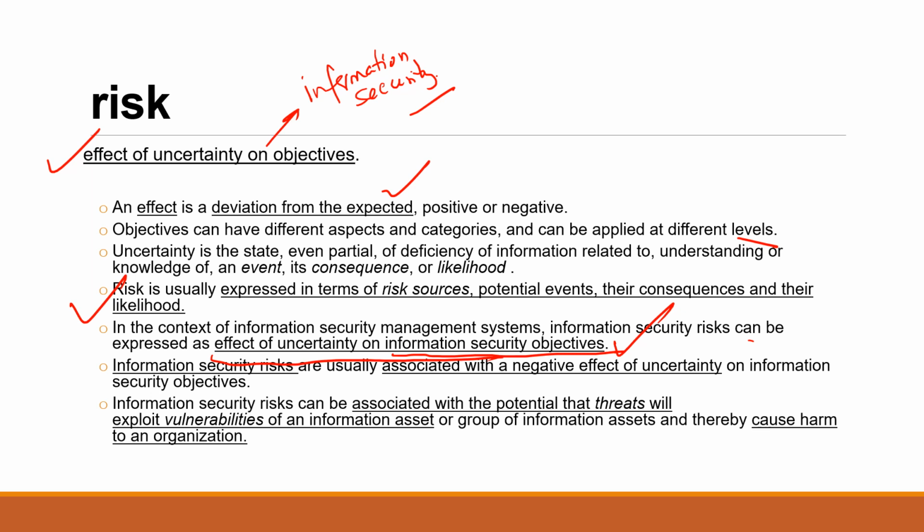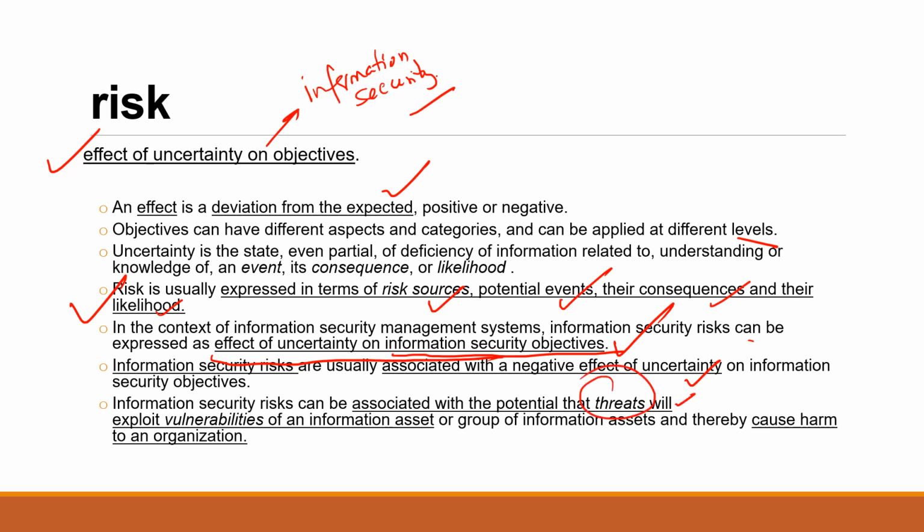Risk is a combination of likelihood and impact, and that's where we say risk is usually expressed in terms of risk sources, potential events, consequences, and their likelihood. I will define these terms as we progress further. In information security, risk is usually associated with a negative effect of uncertainty, and it can be associated with the potential that a threat will exploit a vulnerability.